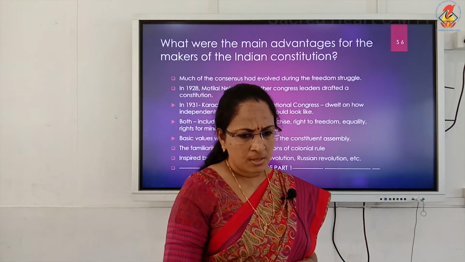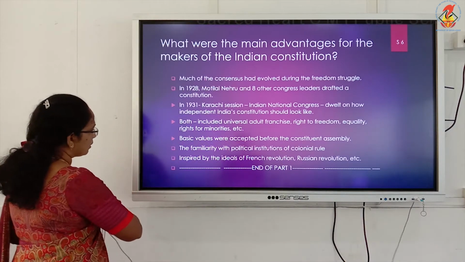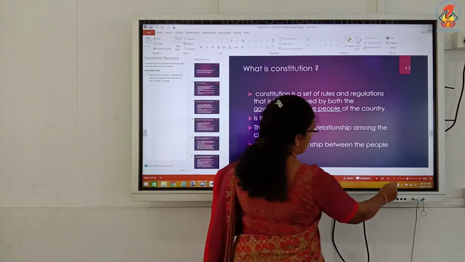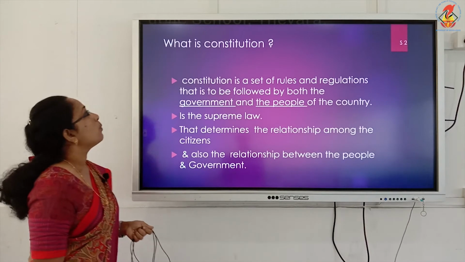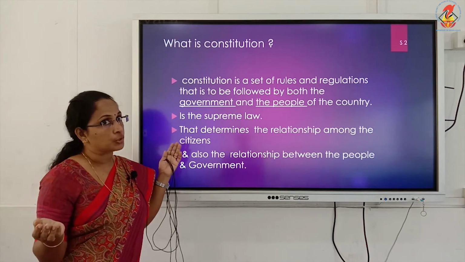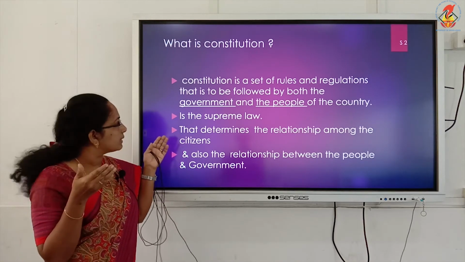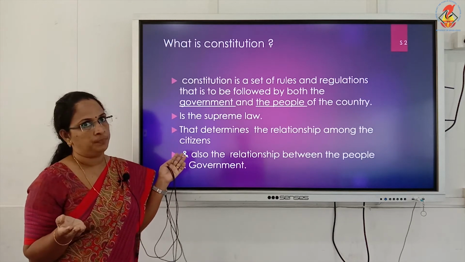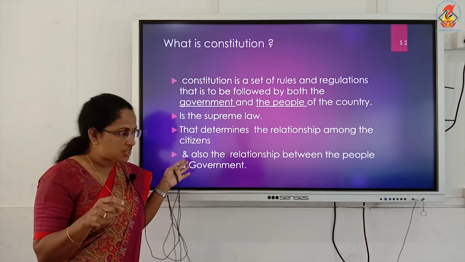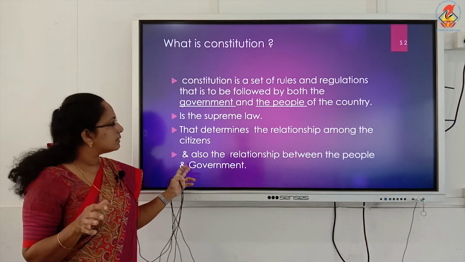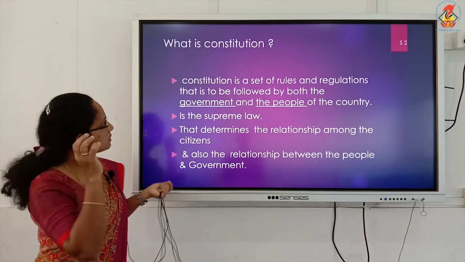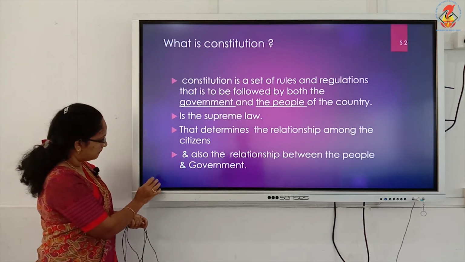Now, let's recall what we have discussed. We have just started with what is a constitution. The meaning of constitution is a set of rules and regulations that is to be followed both by the government and the people of the country. It's a supreme law in the country, and it also determines the relationship among the citizens and the relationship between the people and the government. Both these relationships are included in the constitution.